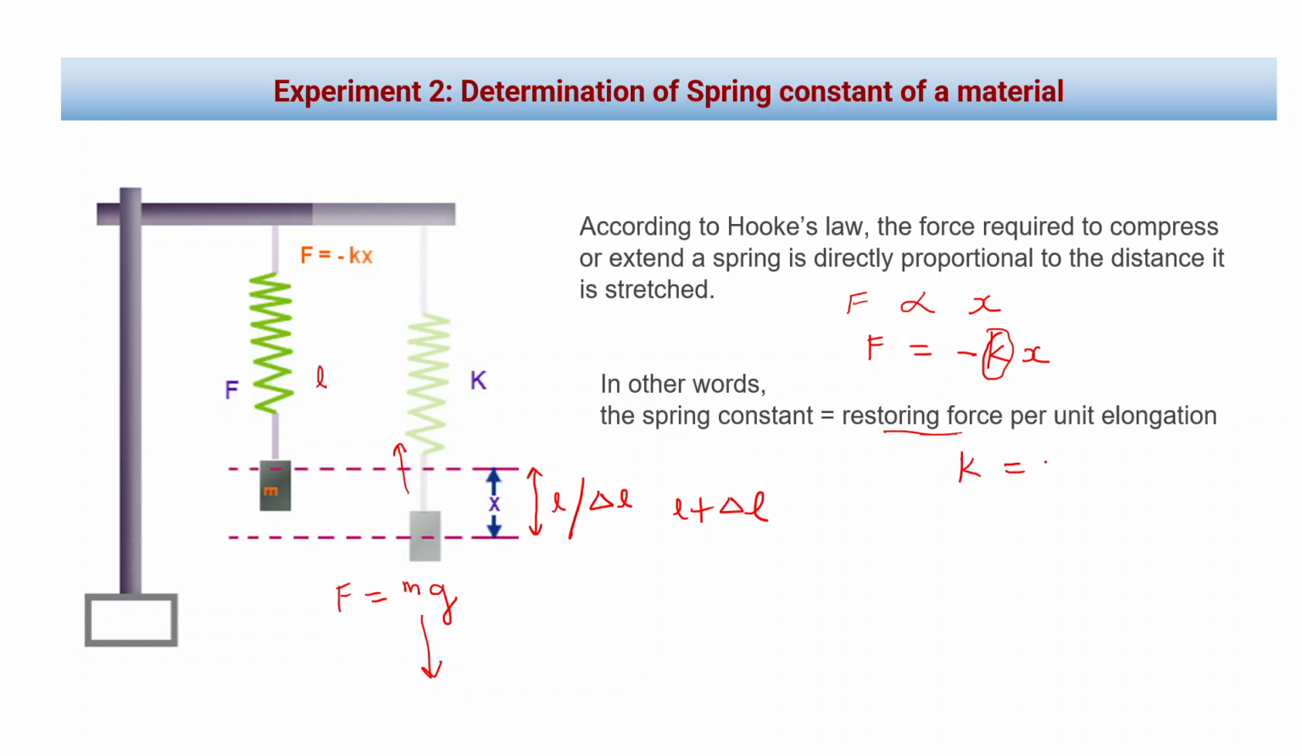The negative sign is again for direction, it doesn't change anything in magnitude, but spring constant is defined as restoring force per unit elongation. So this is what spring constant is.